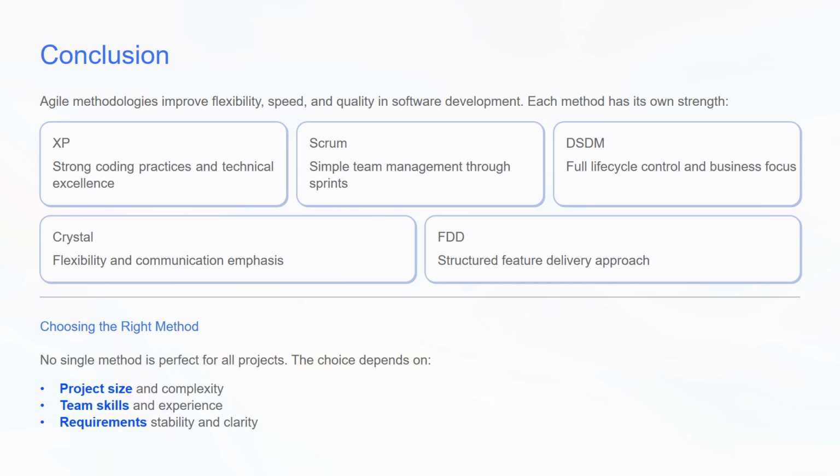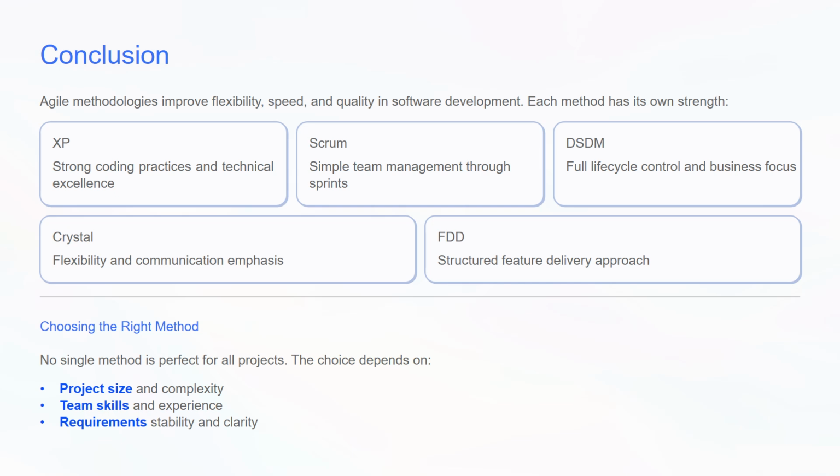Extreme programming focuses on strong coding practices and software quality. Scrum helps in managing teamwork and organizing work effectively. DSDM provides a complete structure for handling large projects. Crystal focuses on communication and flexibility, while FDD offers a more structured and feature-based approach.